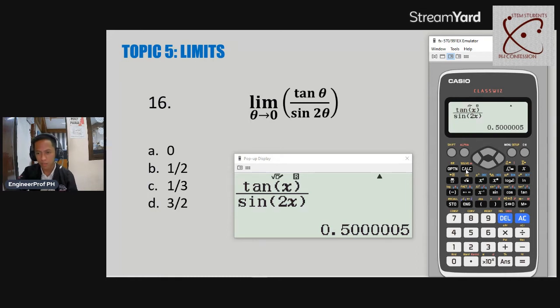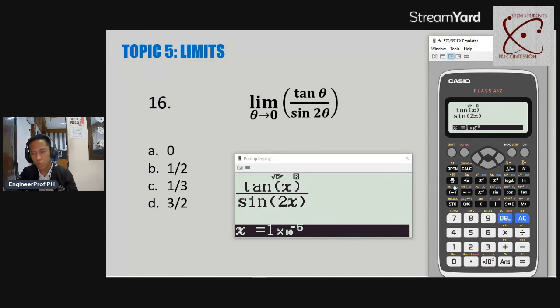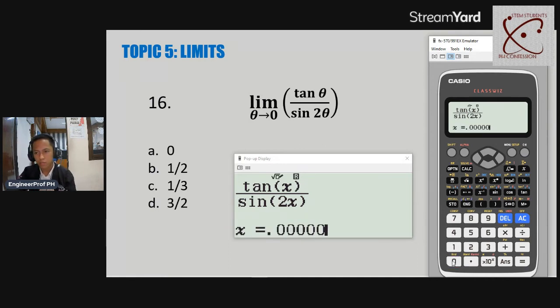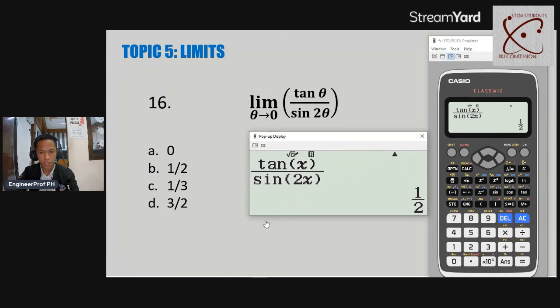So let's try adding more zeros there. So CALC, point, let's say 0. Okay. So, ayan, bibigyan tayo ng value that is approaching to 1 half. Bigyan tayo ng value that is equal to 1 half. Okay, approaching the 1 half. So, we have here, the limit is 1 half. So, that is letter B.